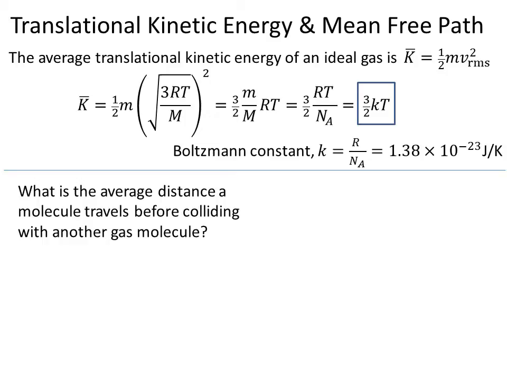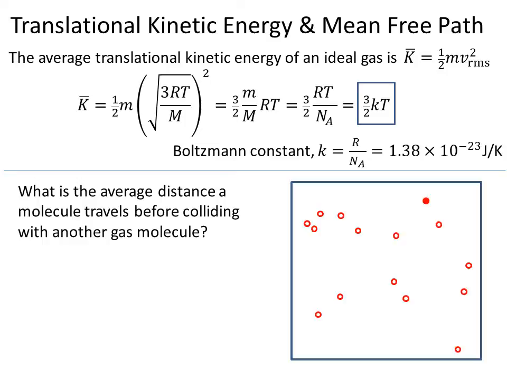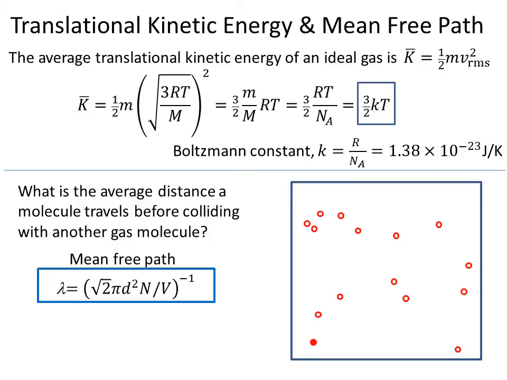What is the average distance a molecule travels before colliding with another gas molecule? Here we're showing a gas molecule bouncing around when it runs into other gas molecules. You see sometimes the path between collisions is long and sometimes it's short. The average of those paths between collisions is called the mean free path, and it's symbolized by lambda. It's equal to 1 over the square root of 2 times pi times the diameter squared times the number of atoms in the volume divided by the volume.